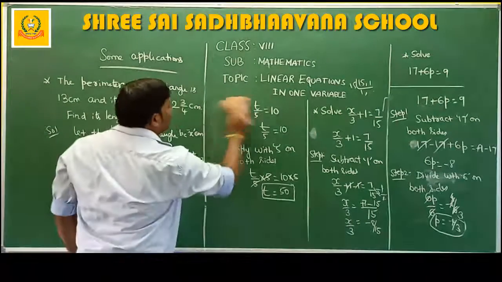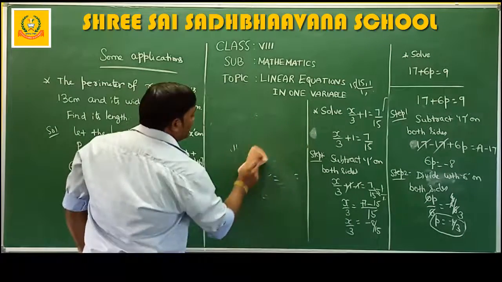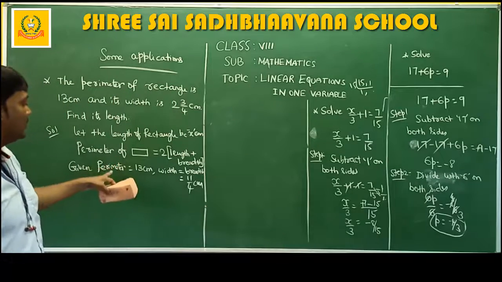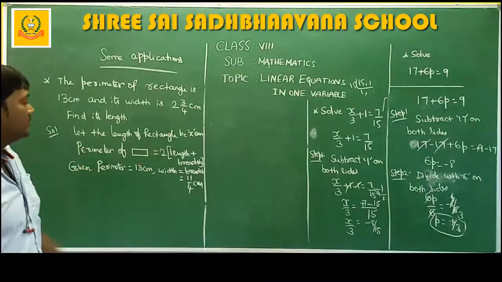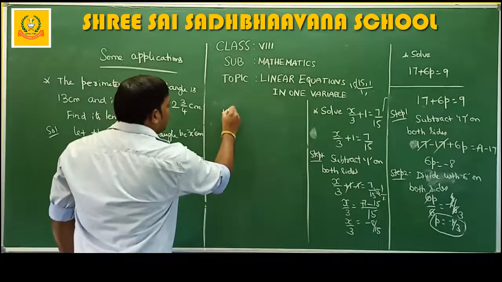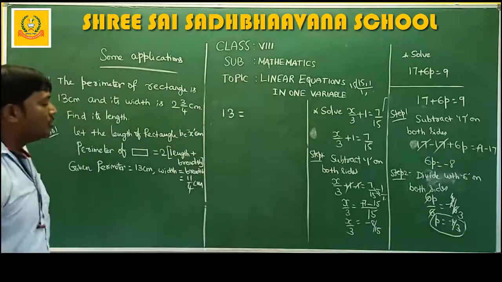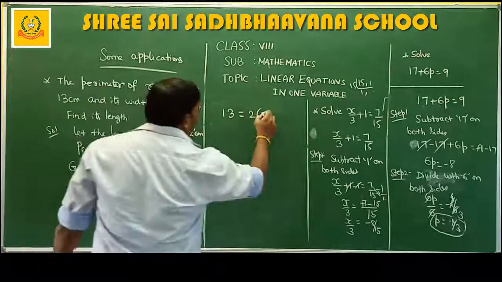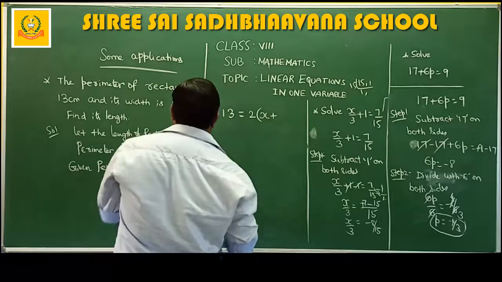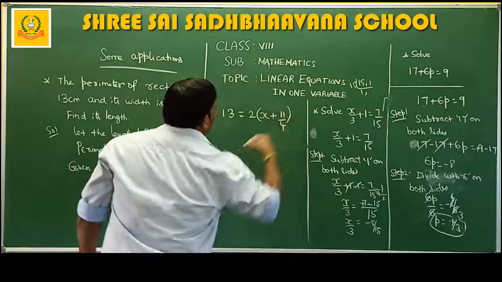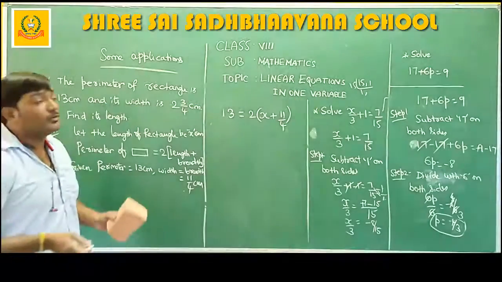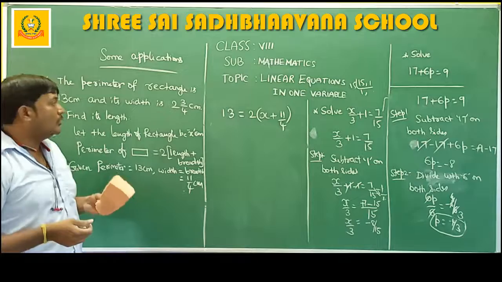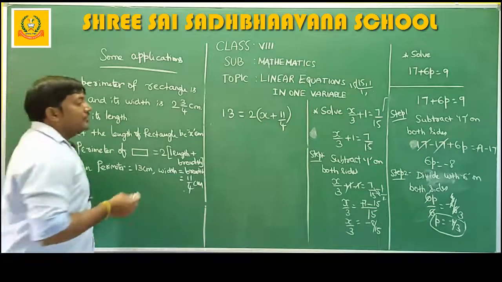So now, what do we have to find? We have to find the x value. So what we do is substitute this in the perimeter formula. Perimeter is 13, which is equal to 2 into what is length? We assume it as x, and what is breadth? We assume it as 11 by 4. Okay, it is 2 into (x plus 11 by 4). Got it? So now what we have to do?